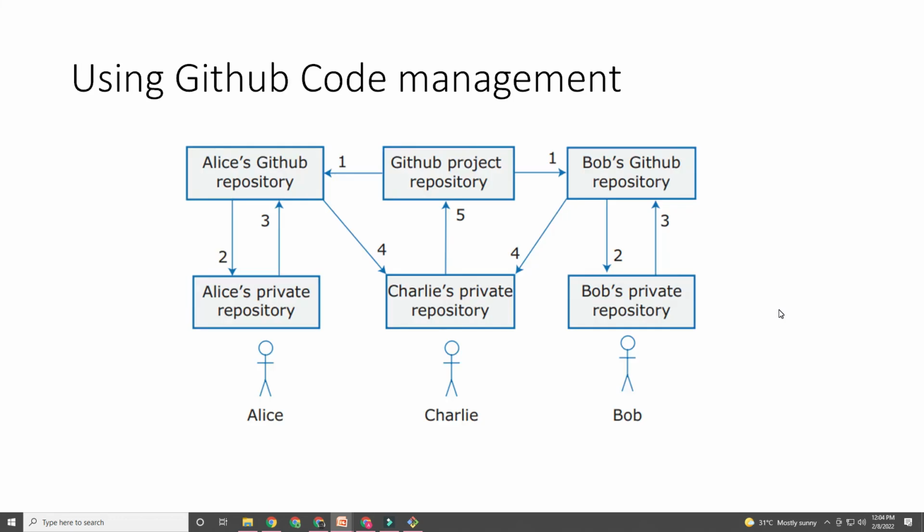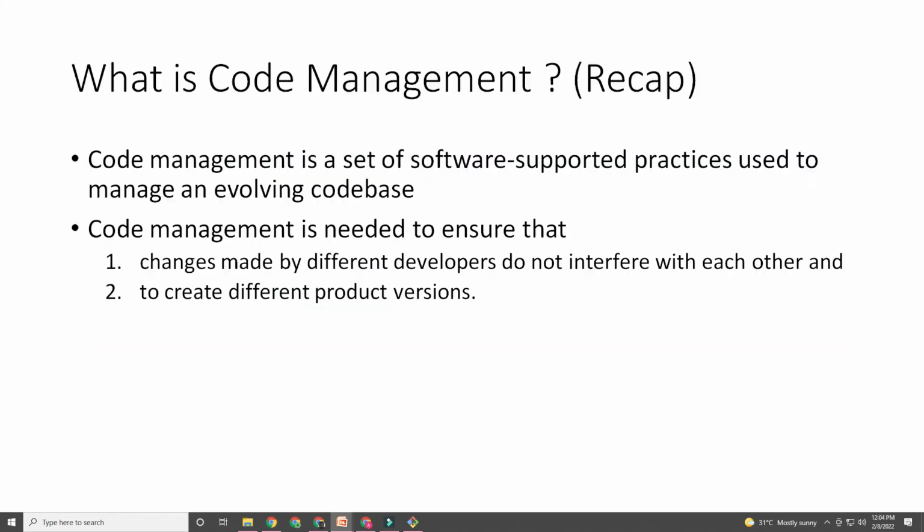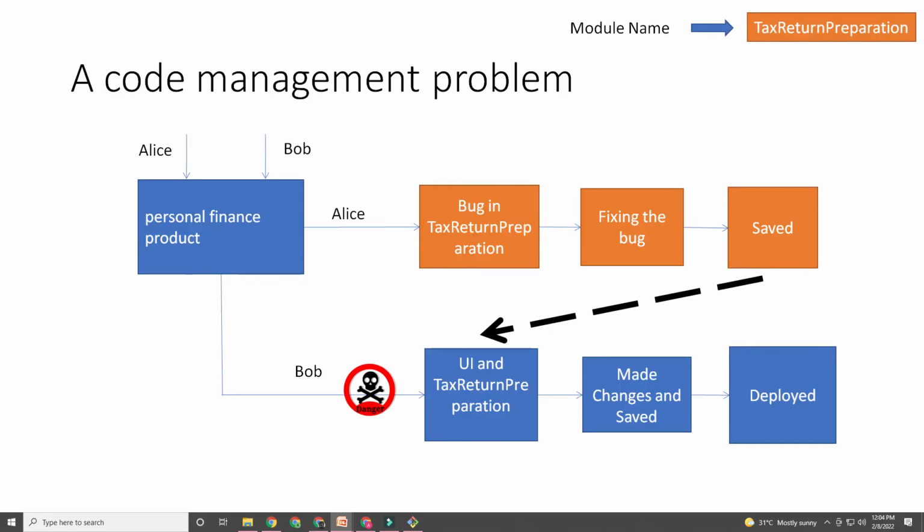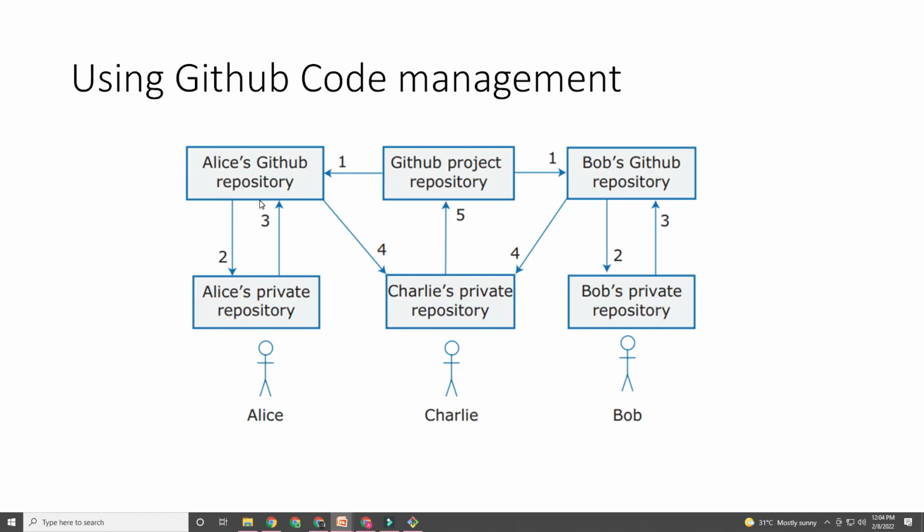Now, let us see how the problem I discussed with Alice and Bob is solved. The code will be available in the common project repository. Both Alice and Bob access the code from here. Alice is making changes, and Bob is also making changes. In the middle, there is a team leader or manager, let's say Charlie, who has a private repository. Alice and Bob will both send their code to Charlie's private repository.